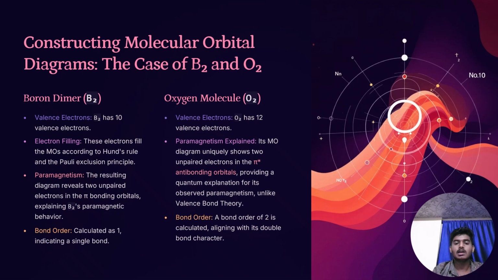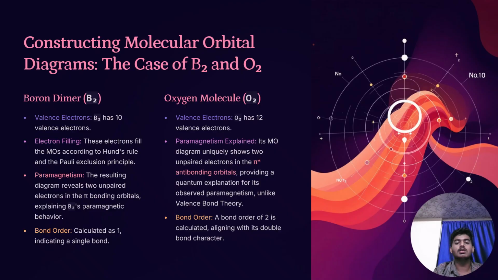Electron filling: electrons fill MOs according to Hund's rule and the Pauli exclusion principle. Paramagnetism: the diagram shows two unpaired electrons in the pi bonding orbitals, which explains B2's paramagnetic behavior. Bond order: the calculated bond order is 1, indicating a single bond.